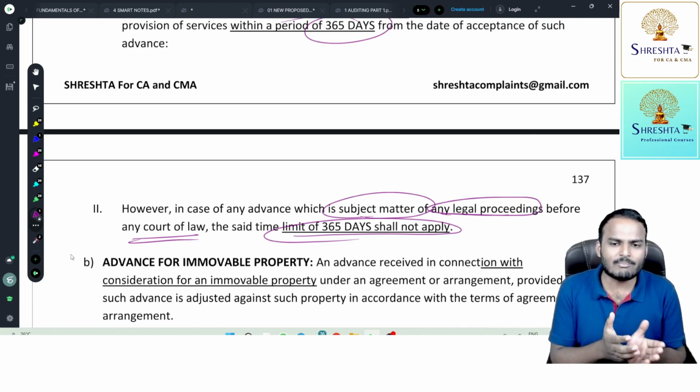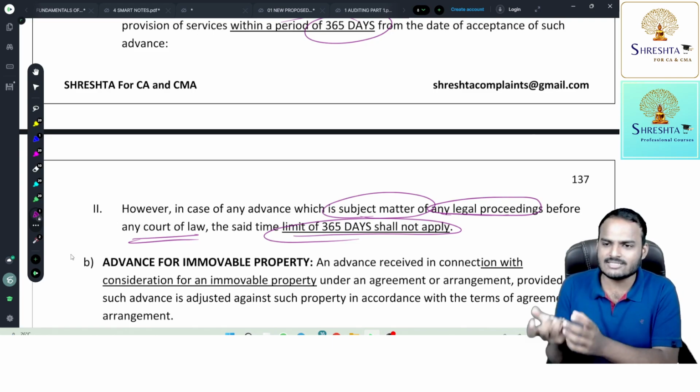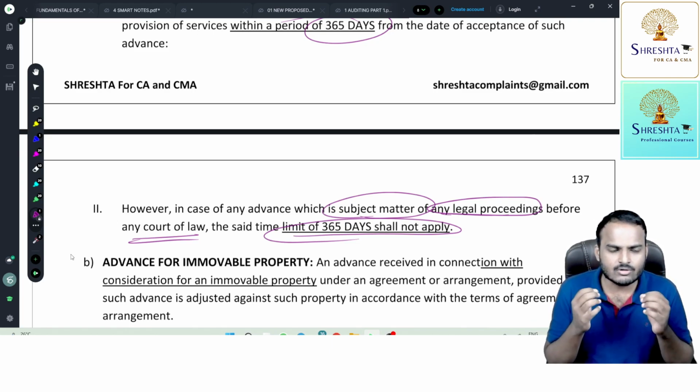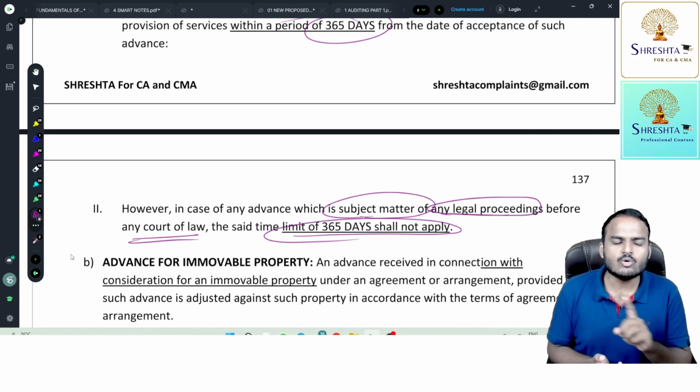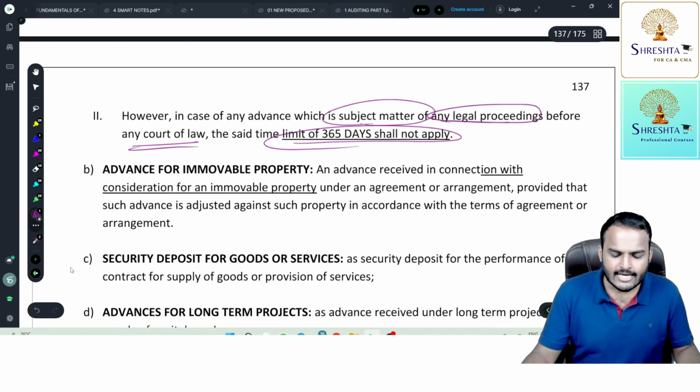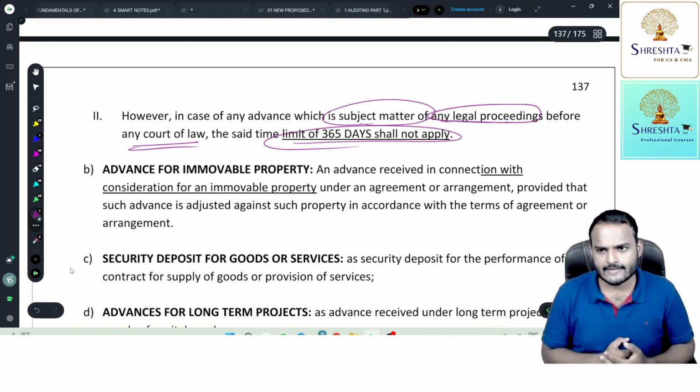So now how can you apply this 365 days logic there? That's why any matter, if it is pending in front of a court of law, then don't apply this 365 days concept. I hope everyone understood this point. Next one, advance for immovable property.